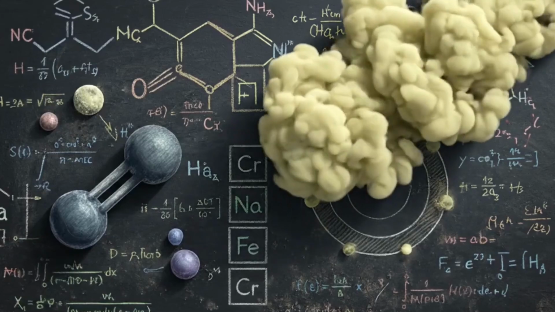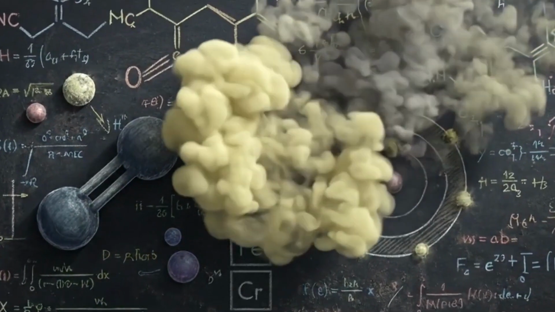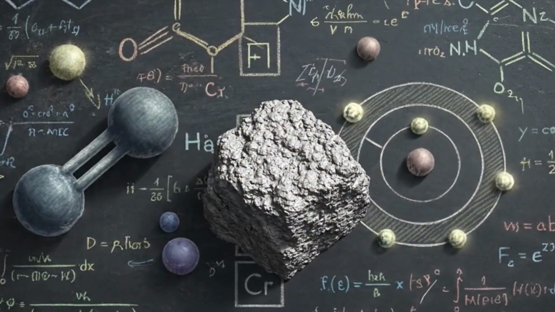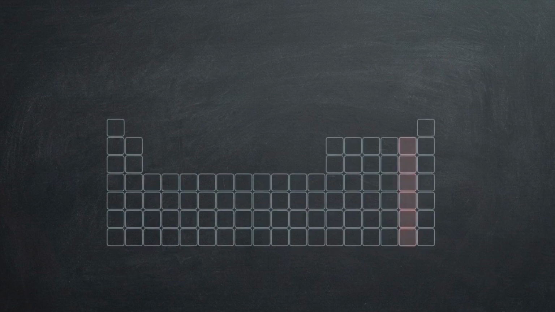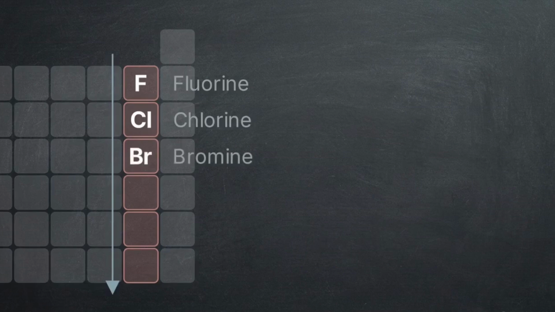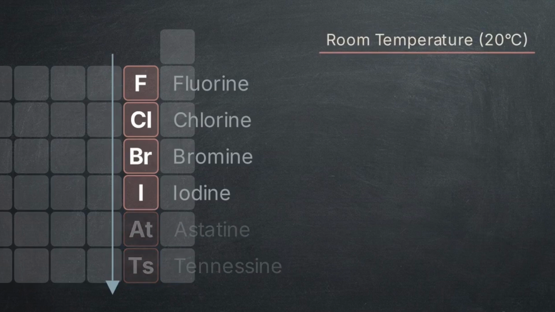Group 7 elements present a severe physical contrast. Pale yellow gases swirl violently, while matter further down the group condenses into a rigid gray solid. These elements occupy the second column from the right on the periodic table, a family classified as the halogens. Reading from top to bottom, this group consists of fluorine, chlorine, bromine, iodine, astatine, and tennessine.